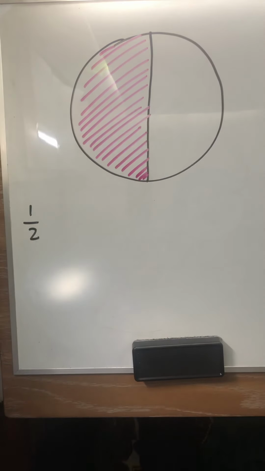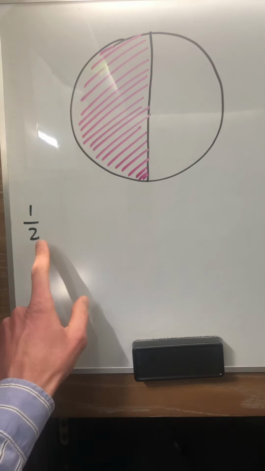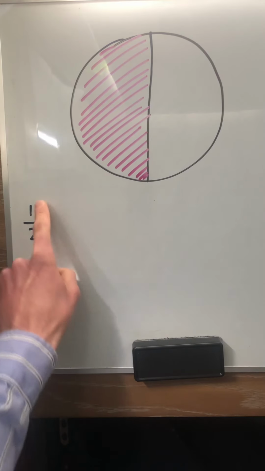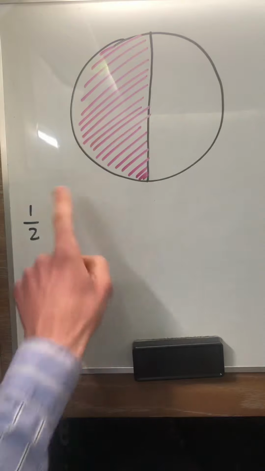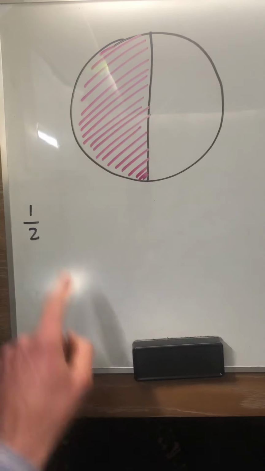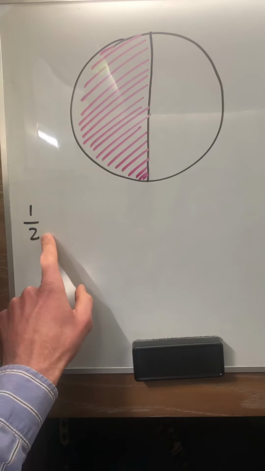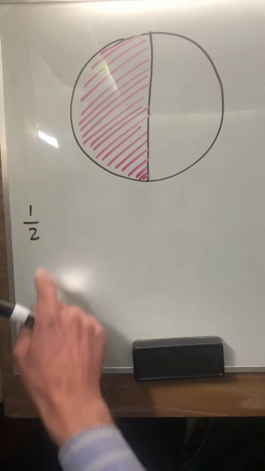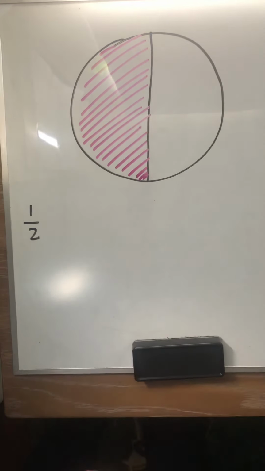Well, I've got half of it, which means the pie has been cut into 2 pieces total, and I have one of those 2 pieces. So I have half of the pie. One of the 2, 1/2. That's what half means. It means 1 out of 2. It's been cut into 2. I have one of them. You guys all know what half means.